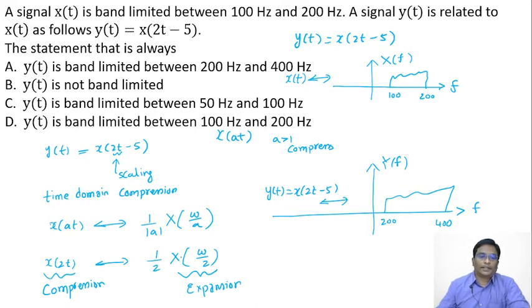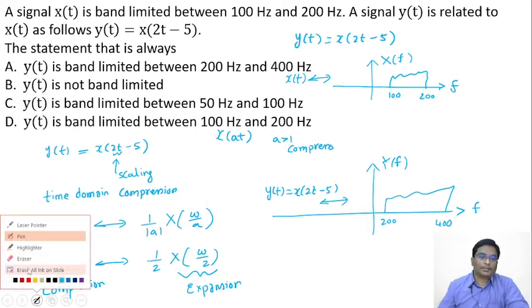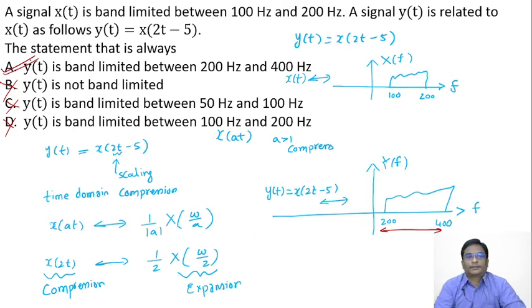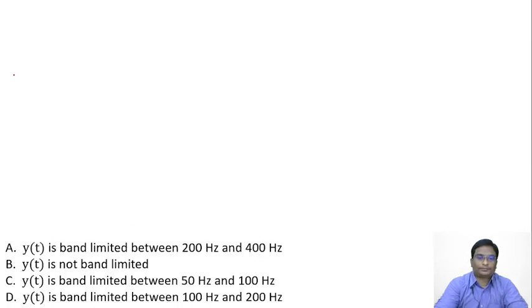Okay, then you can answer this question by seeing the options. Tell me here, what is the answer? Y of t is not band limited, wrong answer. Y of t is band limited only between 200 to 400. Y of t is band limited between 50 and 100, wrong answer. Y of t is limited between 100 to 200, same like this, wrong answer. Y of t is limited between 200 to 400, right answer. Clear everyone? Following? Right? Very good. Therefore, the answer is y of t is band limited between 200 to 400.